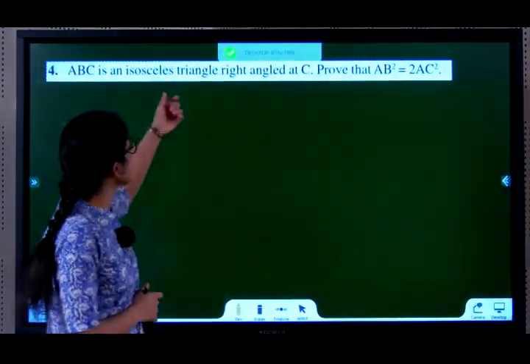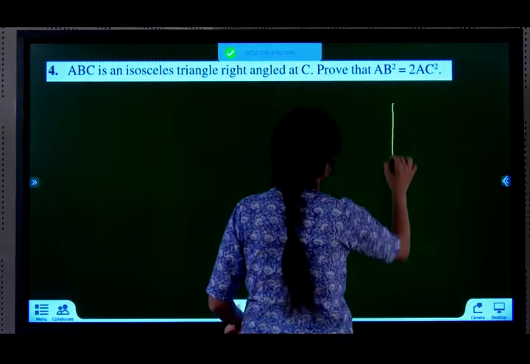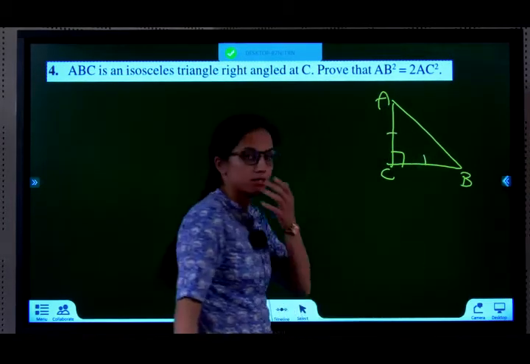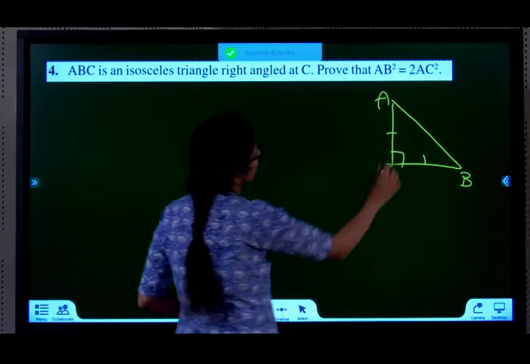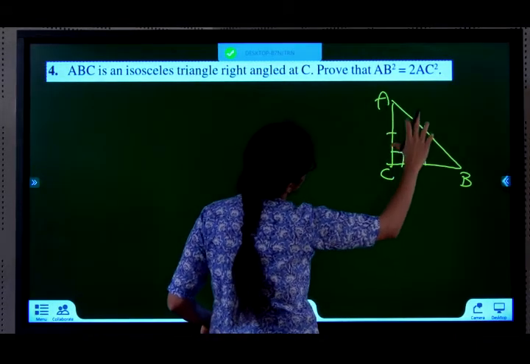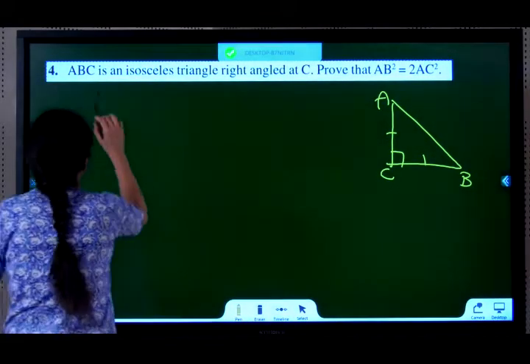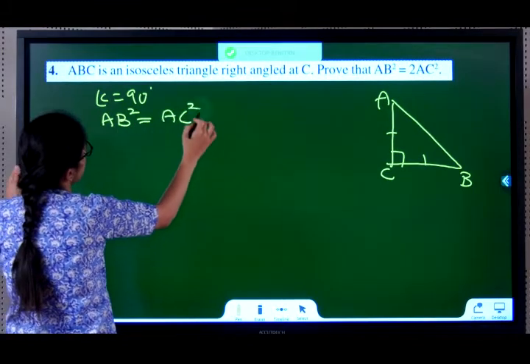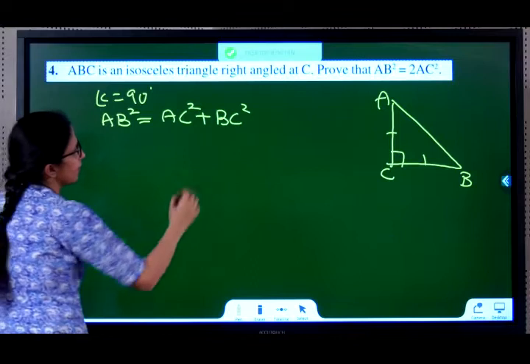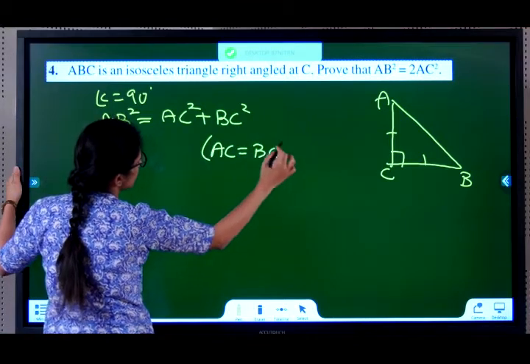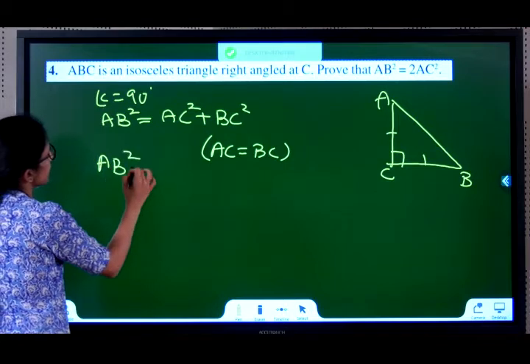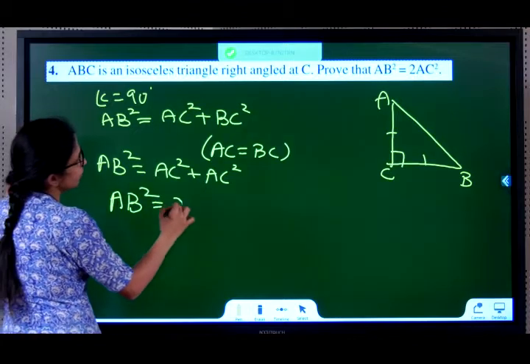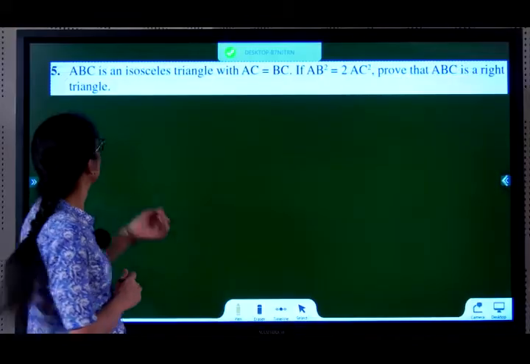Question 4. ABC is an isosceles triangle right angled at C. This side is equal to this side because it's an isosceles triangle. Prove that AB square is equal to 2 times AC square. Okay, angle C is equal to 90 degrees. Can I write AB square is equal to AC square plus BC square? Yes, I can. But since it's isosceles, AC is equal to BC. It's given. So can I write AB square is equal to AC square plus AC square? Yes, I can. AB square is equal to 2 times AC square? Yes, I can.